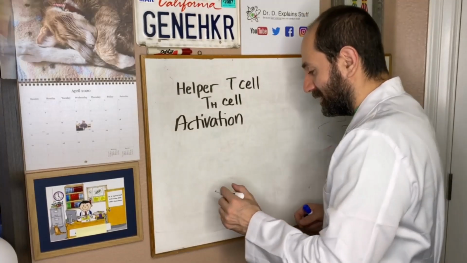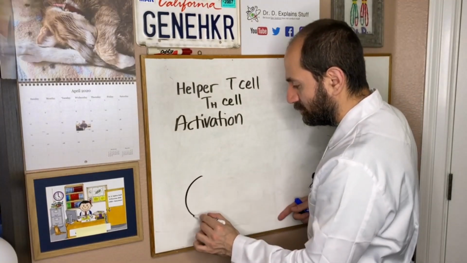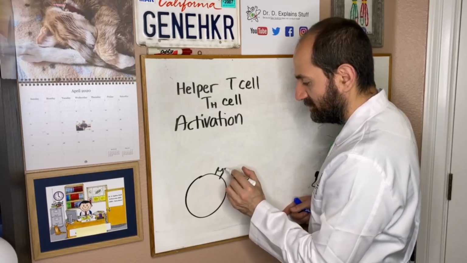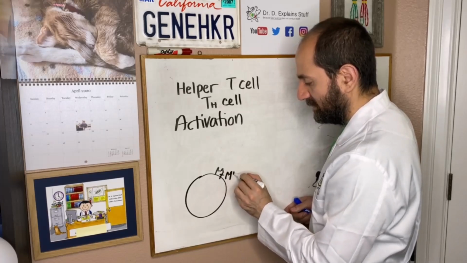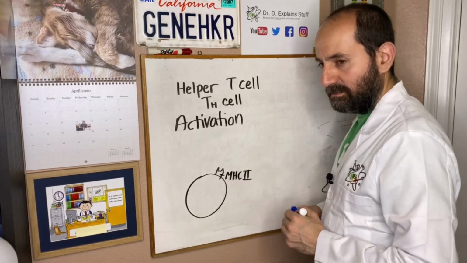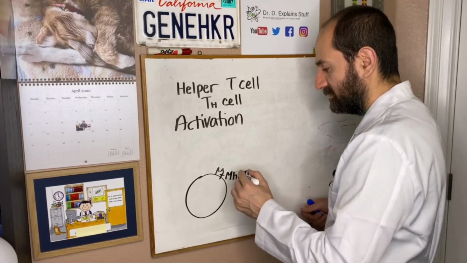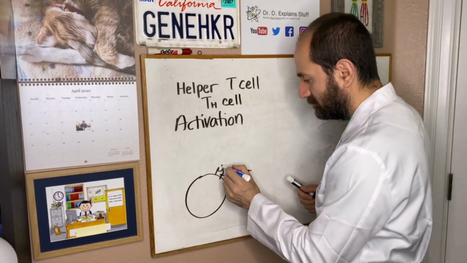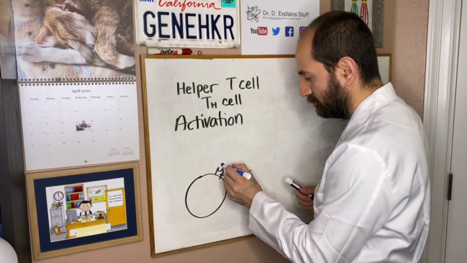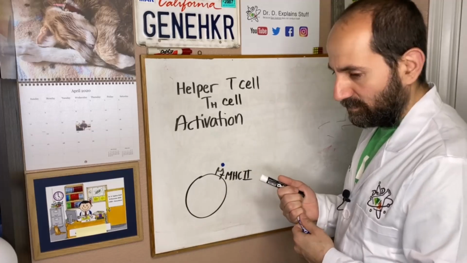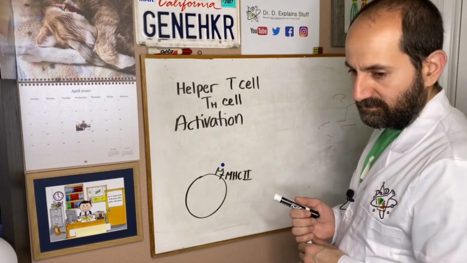So, remember that your professional antigen presenting cells have a molecule on their surface called MHC II, for major histocompatibility complex 2. And on that, they present foreign antigen. So this blue protein, for example, would be a viral protein.